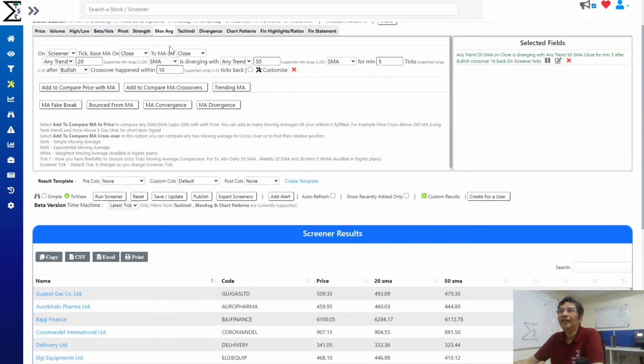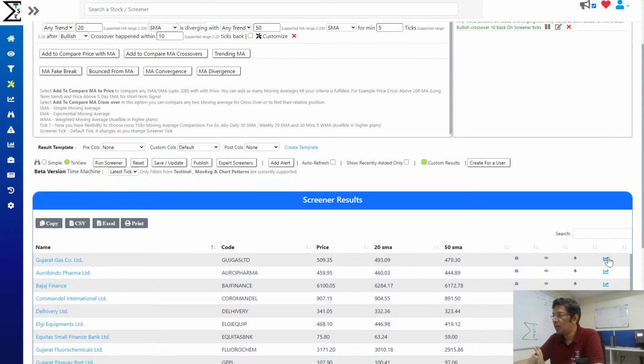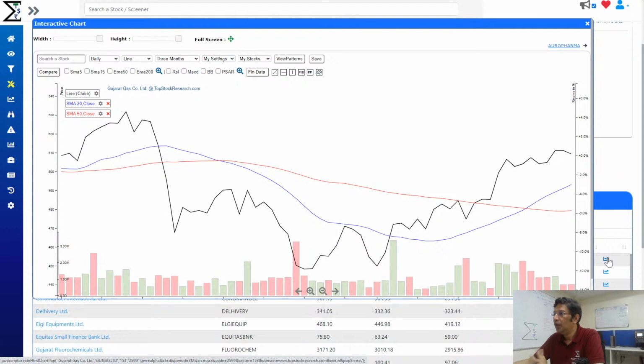So in this case, there's a moving average 20 and 50 crossover that happened within the last 10 ticks, and the gap is widening. That means the trend is strong. If the trend is strong, then the shorter moving average will move much faster than the longer moving average. So this is one example. The moving average crossover happened here and the gap is increasing. That means the overall trend is going higher.